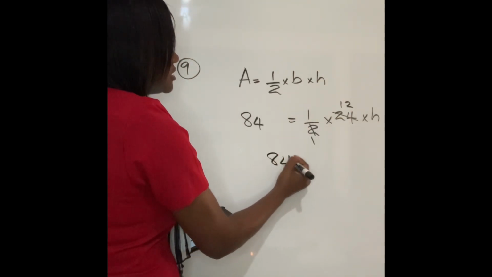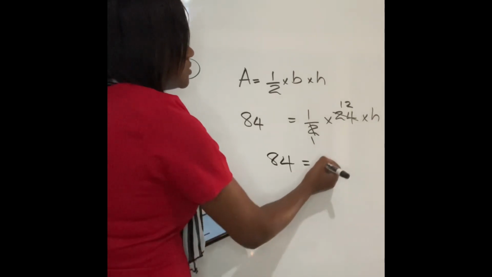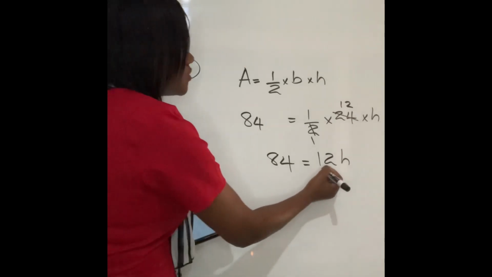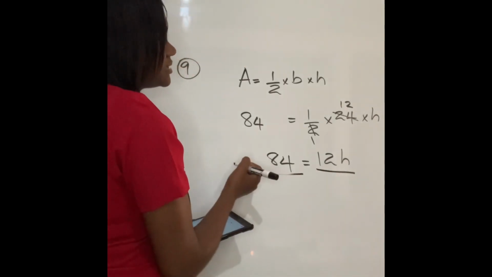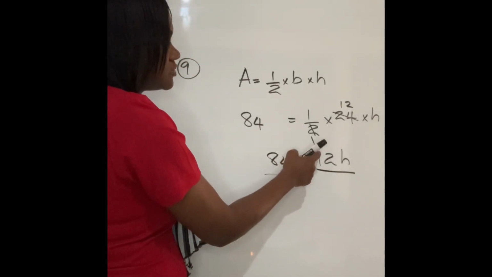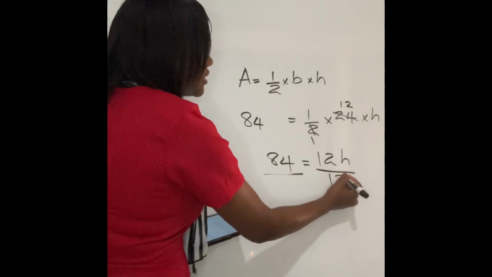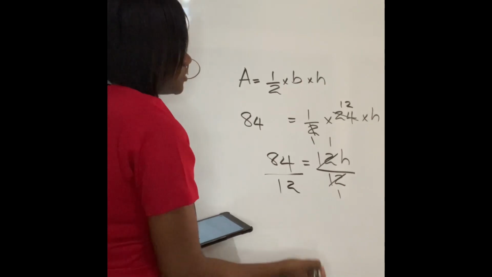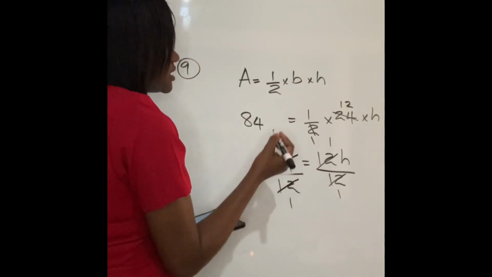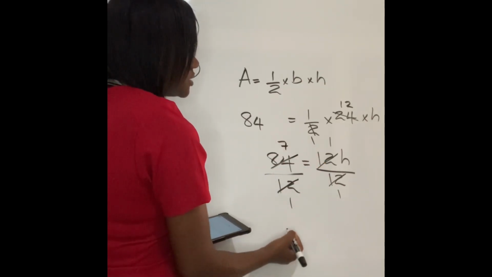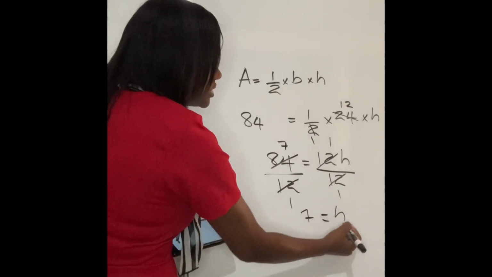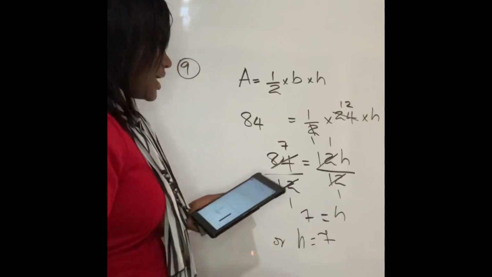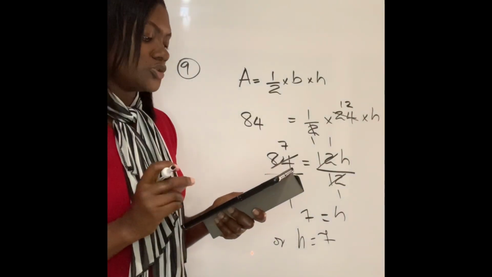So here I'm just going to forget about the centimeters squared. So it's going to be 84 equal to 12h. Then of course, because we want h by itself, we have to divide by 12 since 12 is multiplying h. So we divide both sides by 12. 12 into itself 1, 12 into 84 goes 7. So in this case, 7 is equal to h, or the height is equal to 7. And that would be option B.